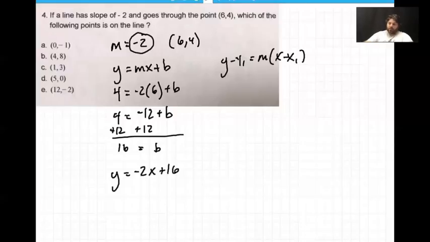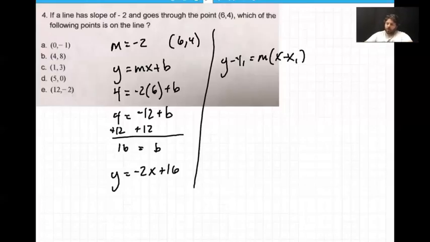Remember, I'm writing -2 for the slope right here, and then I'm writing whatever b I calculated as b. Remember, x and y stay as variables. So there's my equation. Now that's not the end. I've got to do some more stuff, but I just wanted to walk through the first part.